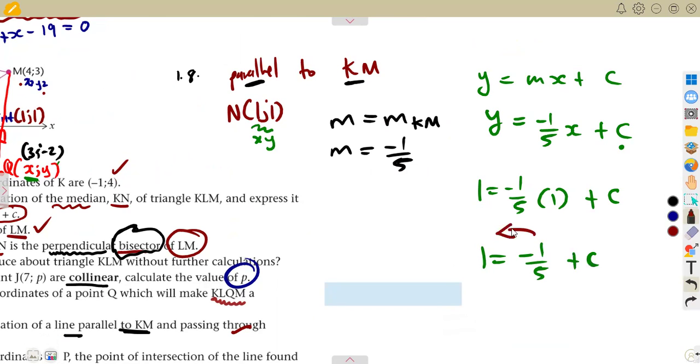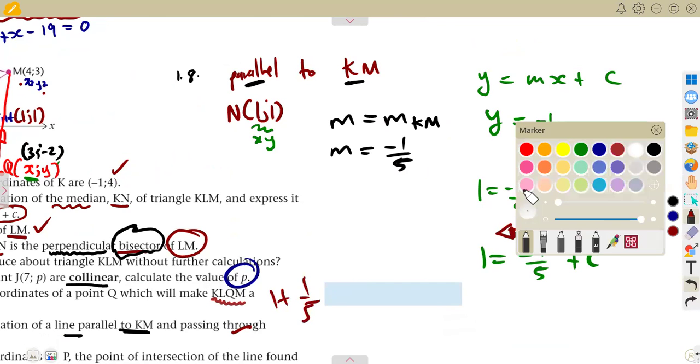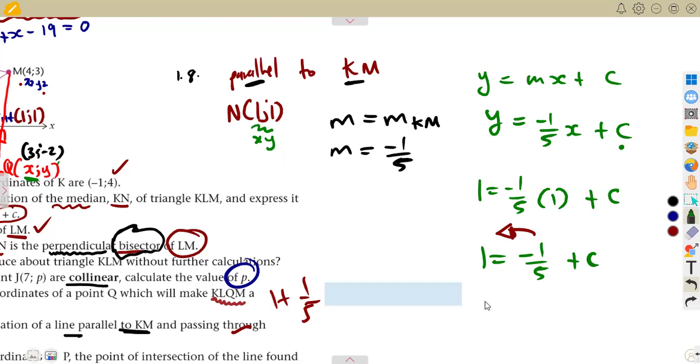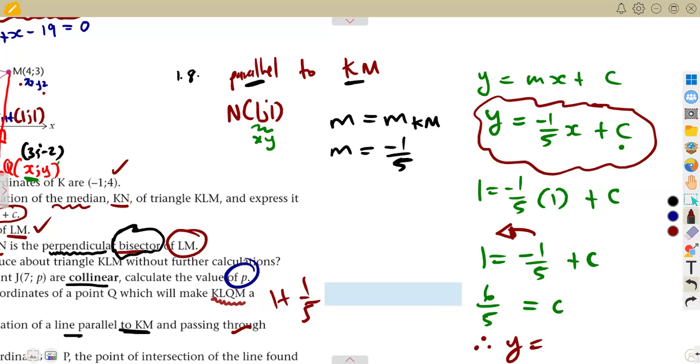So let's transpose this. It is going to be a positive 1 plus 1 over 5. That is what you're going to have at the end, and that gives us 6 over 5, which is equal to c. So therefore, our equation at the end is equal to, you just have to substitute, minus 1 over 5 x plus the c that we calculated, which is 6 over 5.